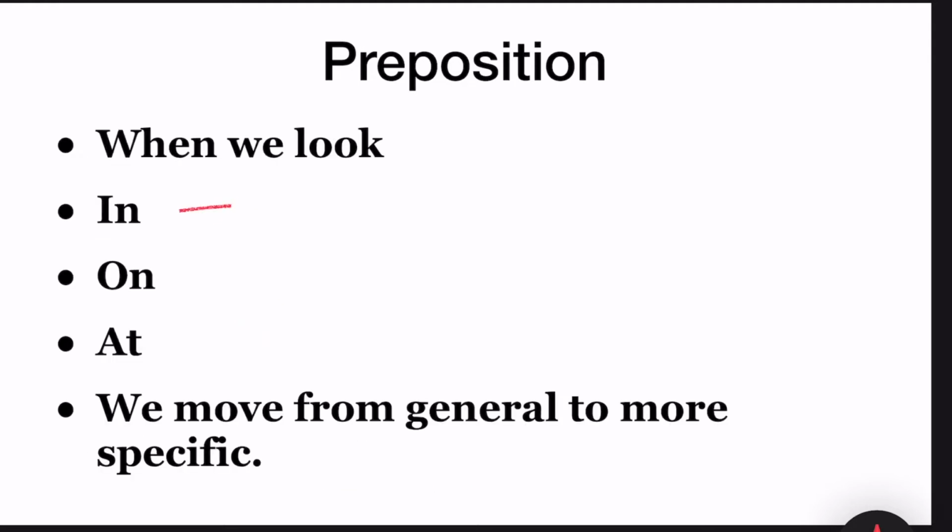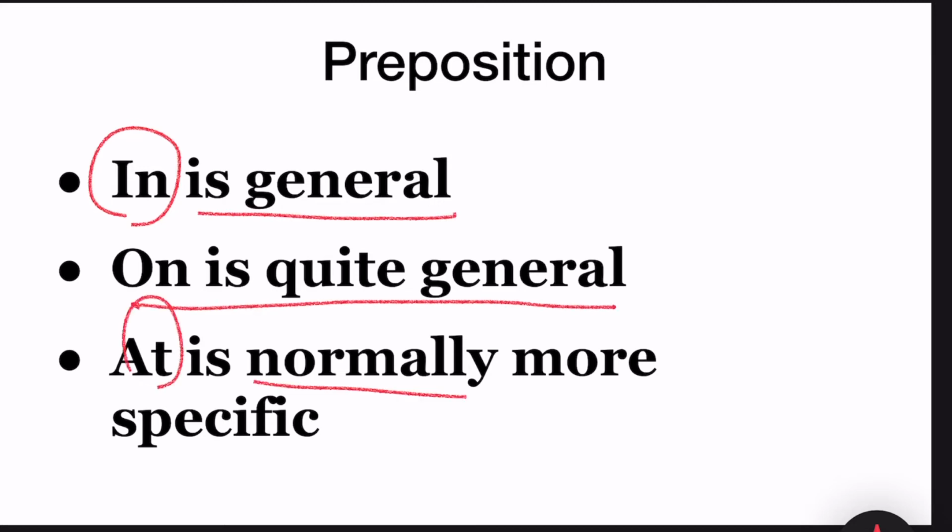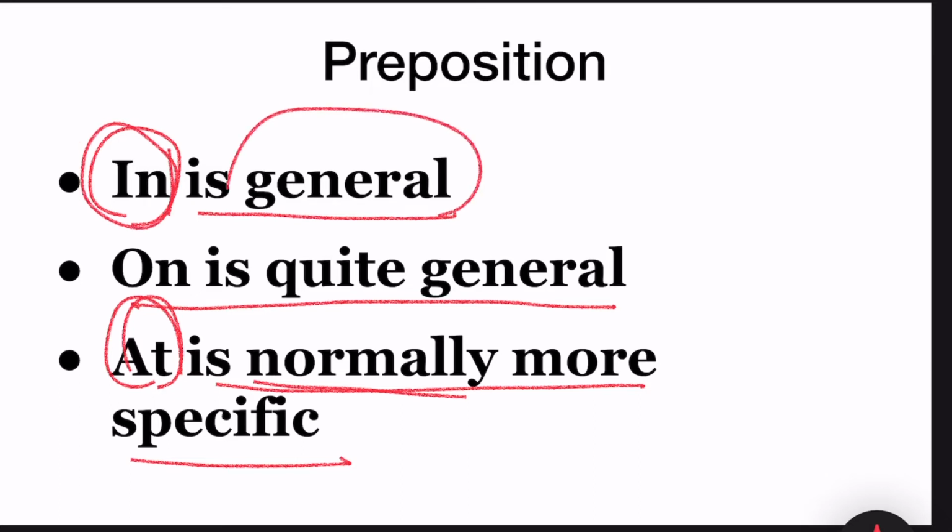When we look at in, on, at, we move from general to more specific. In is general. On is quite general. At is normally more specific. We use the preposition in to express general time, on for quite general, not specific, and at for more specific.